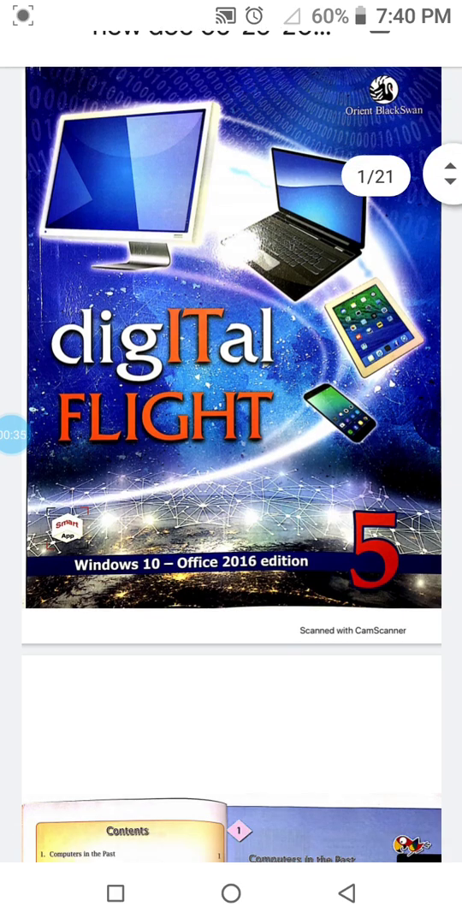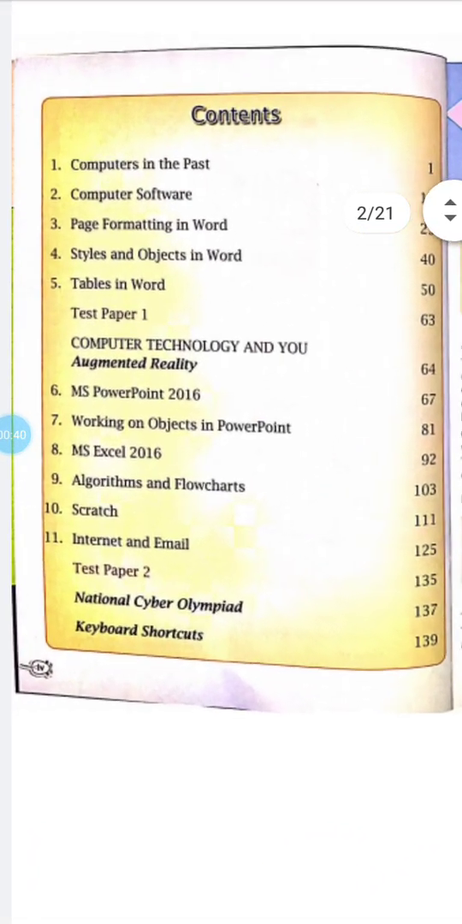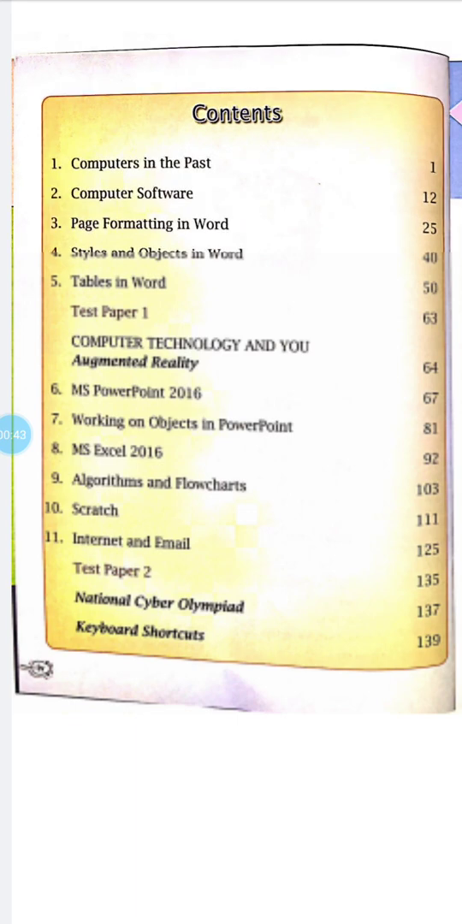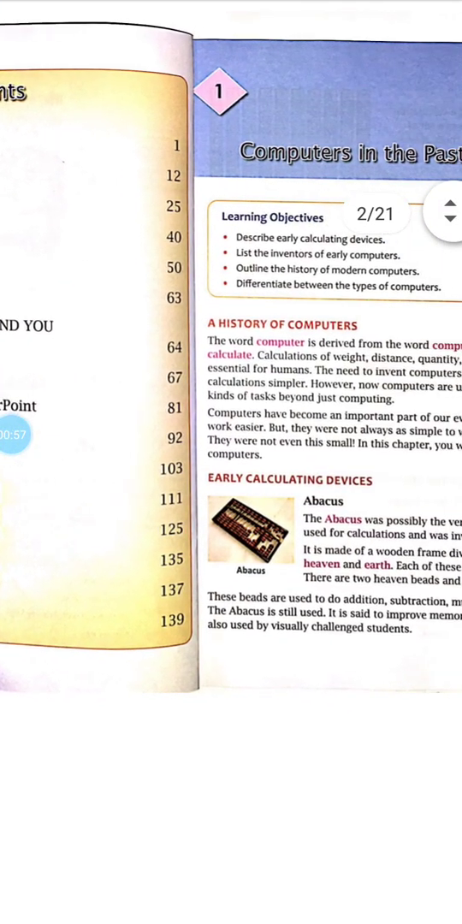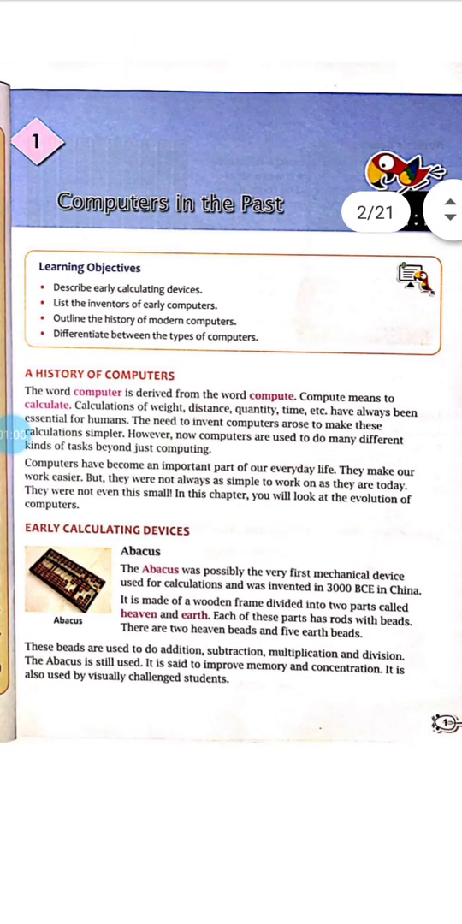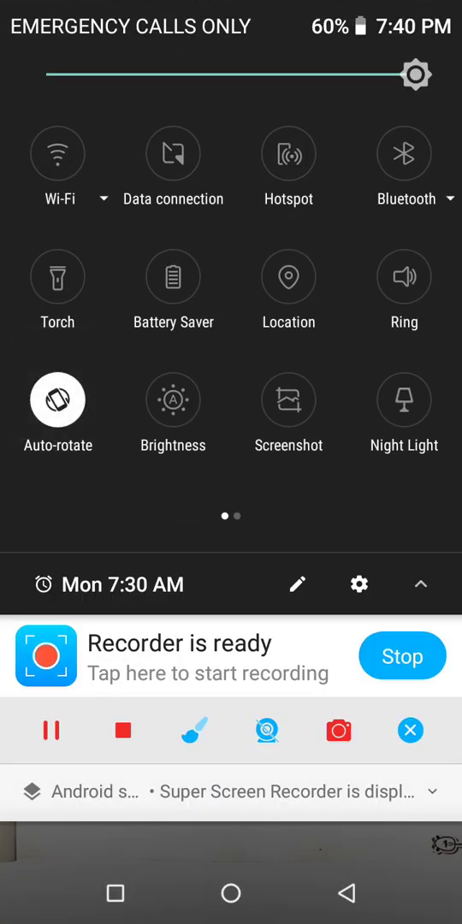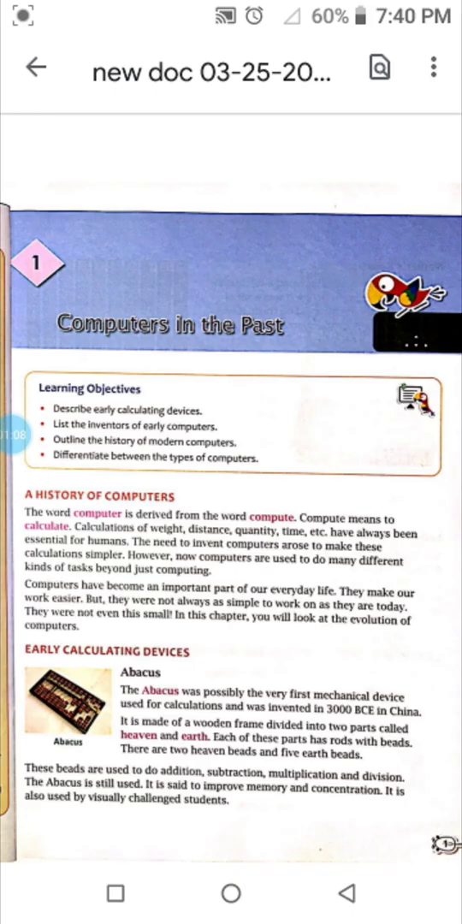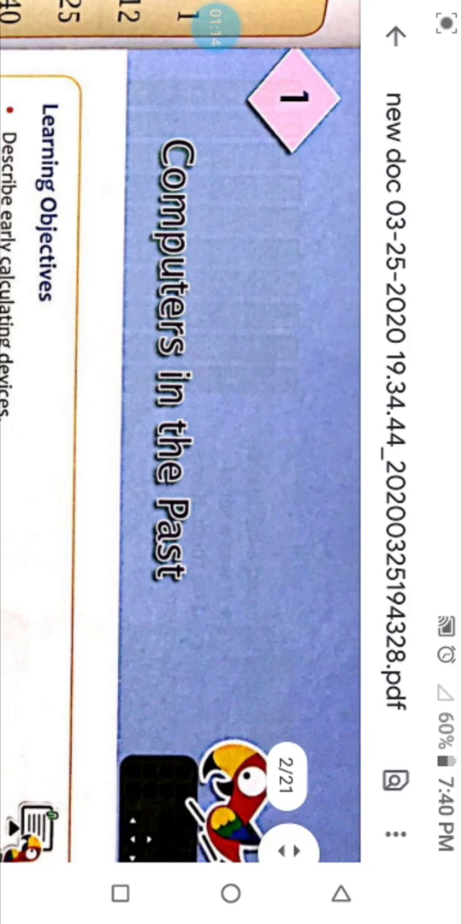Further, moving on to the contents of the book, which has 11 chapters, 2 test papers, 1 cyber olympiad paper and few keyboard shortcuts to be covered in the entire session. Further, let's move on to chapter 1, which is computers in the past.